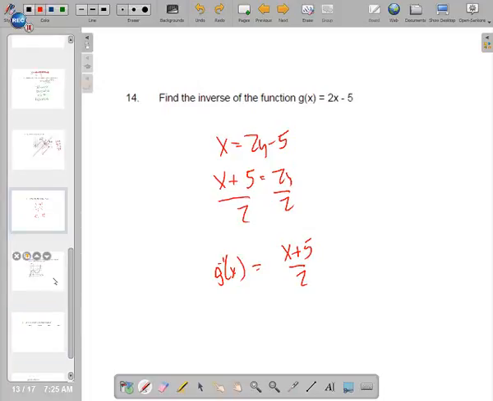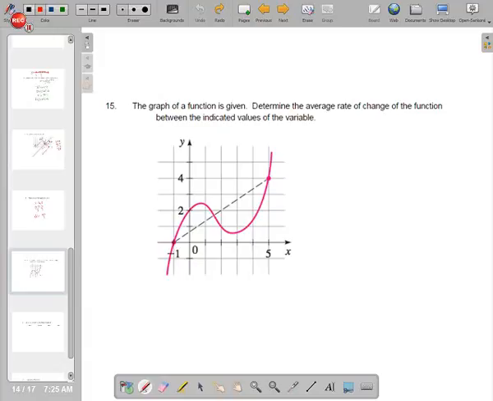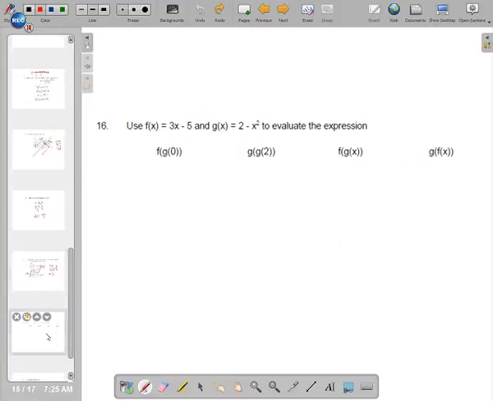Take a breath, we're close. Number 15. Determine the average rate of change again. So what I'm doing is finding the slope of the line that connects these points. This is (negative 1, 0), and this is (5, 4). So if I find the slope of this line, I'm going to do 4 minus 0, y2 minus y1, over 5 minus negative 1. That's 4 over 6. So the slope of that line is 2/3.